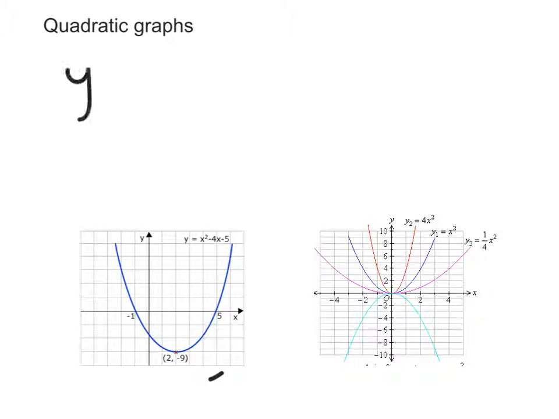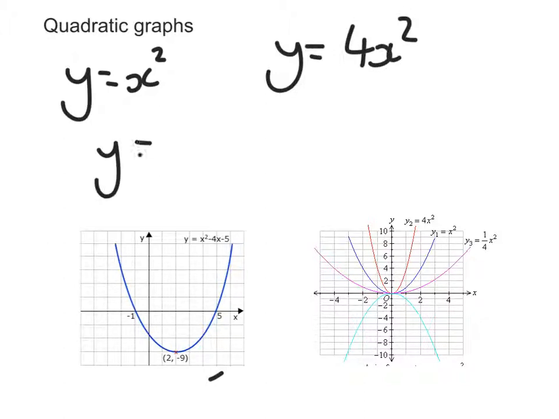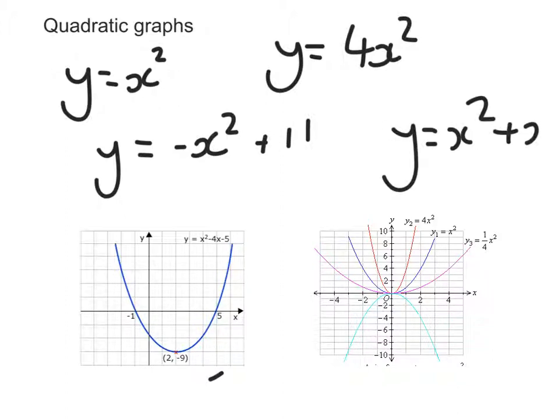So here are some examples. You could have y equals x squared, y equals 4x squared. You could have y equals minus x squared plus 11. You could have y equals x squared plus x. As long as you see that squared, it will always have a nice smooth curve to it.